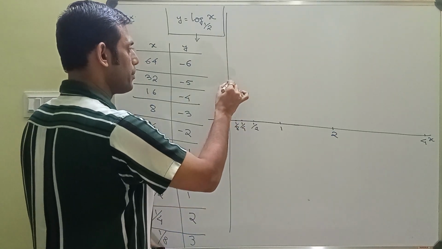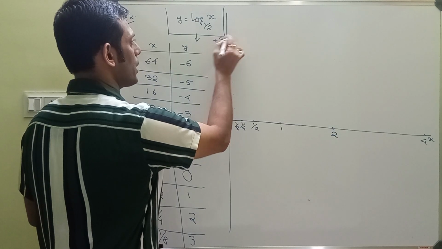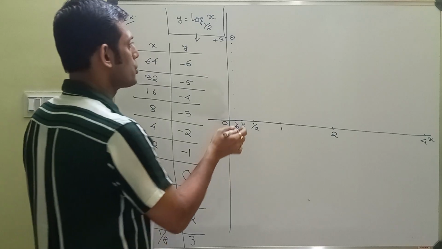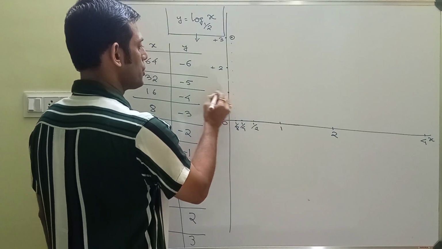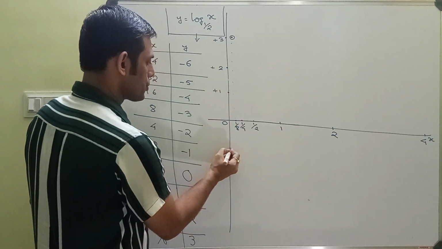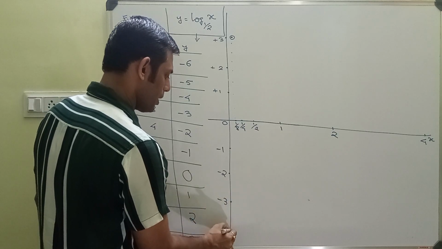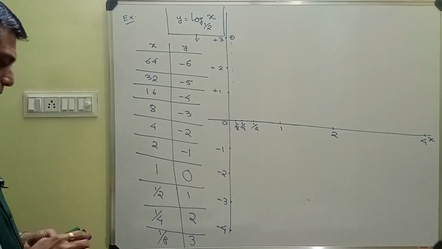Now, if you take positions on the y-axis, then for this 1/8, I am at 3. Let's say this is plus 3. Then at 1/4 I should be at 2. And this is plus 2 and this is plus 1. And this is minus 1, this is minus 2, this is minus 3, and this is minus 4.